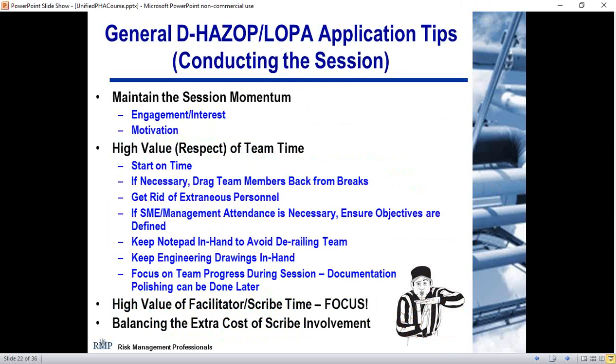Also, you've got to find a balance for this, but I tend to endorse more focusing the team on their progress. Documentation polishing can be done later. With respect to documentation and scribing, there's always this balance of how much extra a scribe costs versus how much the team saves in time if you can finish sooner because you've got a scribe doing the work. That's going to be different for every project. General rule of thumb is if you've got more than 4 or 5 very expensive people sitting in a room doing these HAZOP and LOPA sessions, a good scribe will more than pay for themselves. But every project's different, and you've got to balance that extra cost of scribe involvement.